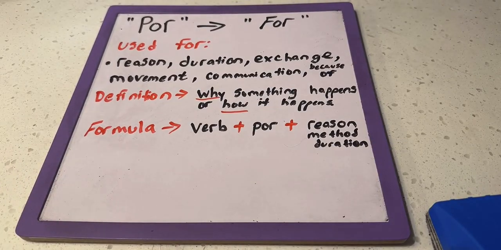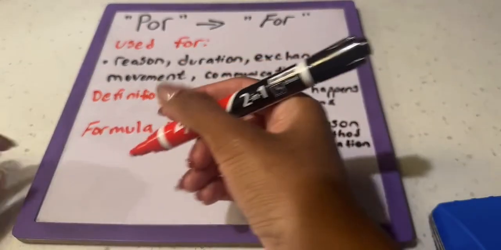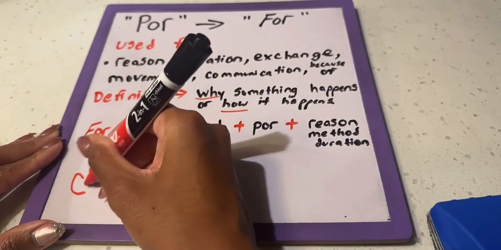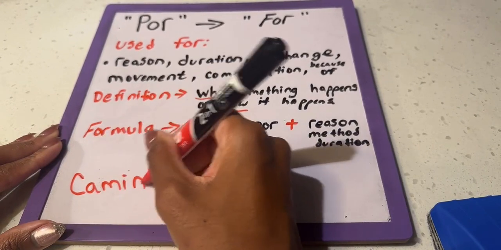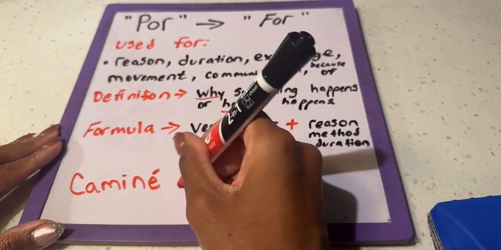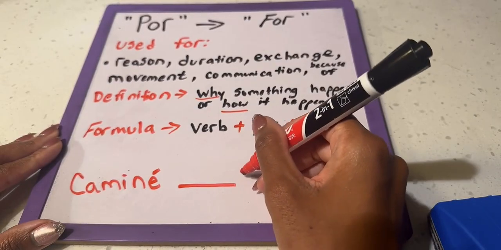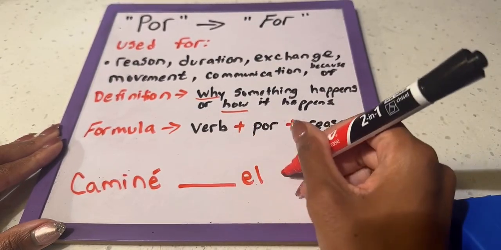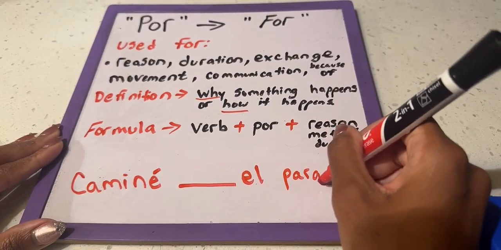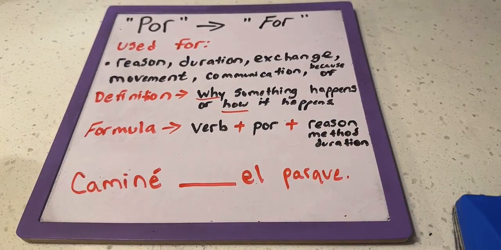Okay, so the next one, we're going to try fill in the blanks. I do like the fill in the blank one. So I am going to write a sentence and then you tell me what would go in the blank. It's kind of like a what's missing out of here. All right, I'm trying to say, I walked through the park. What am I missing here in this sentence?